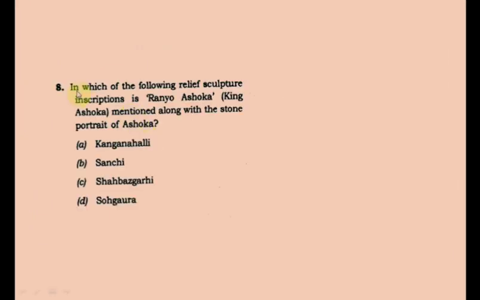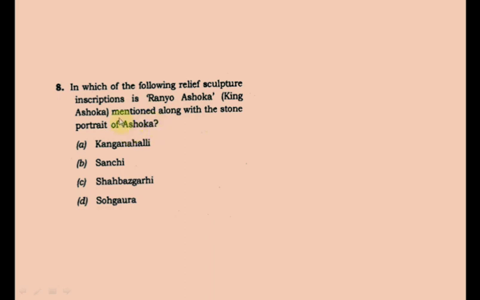Coming to this question: in which of the following relief sculpture inscriptions is Ranyo Ashoka mentioned along with the stone portrait of Ashoka? See, this is a really important one. Ranyo Ashoka mentioned, that is King Ashoka, mentioned along with the stone portrait of Ashoka.